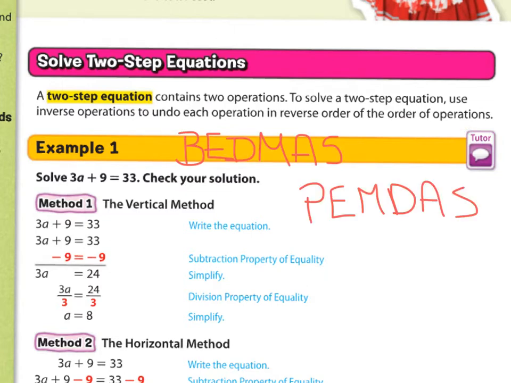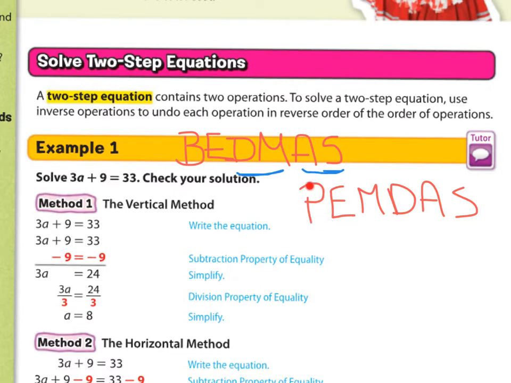So let's review order of operations. We have BEDMAS or PEMDAS. BEDMAS means you would do brackets first, then exponents, then division or multiplication, which are interchangeable depending on which one comes first from left to right, and addition and subtraction are interchangeable from left to right as well, depending on which one you see first. PEMDAS is the same.